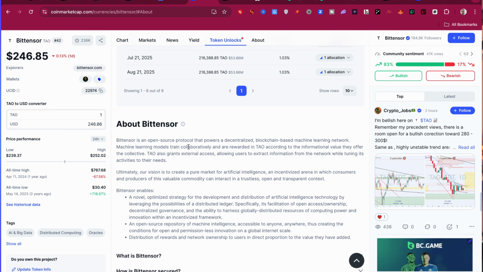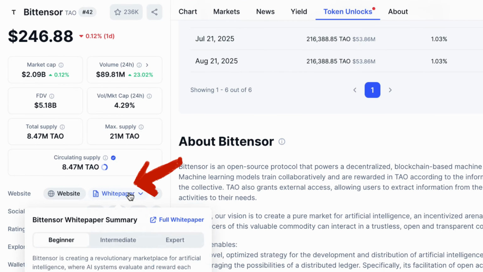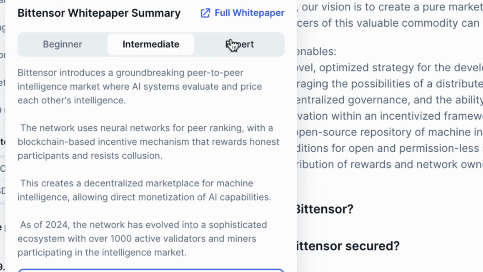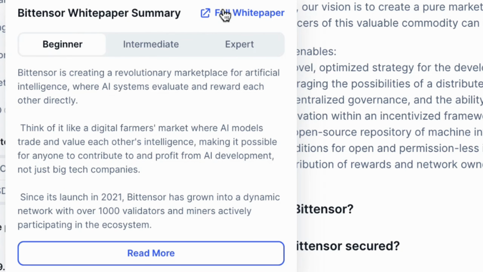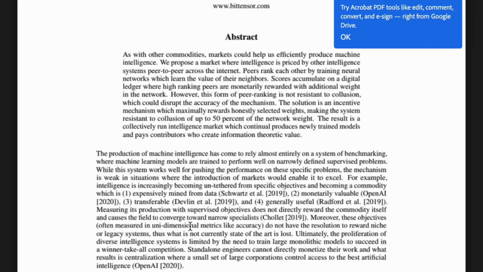From your further research, you get to find out if these guys are building something unique. So how do we find that out? Well, we are going to go to their socials right now, and then you can also check that with their white paper too. Under the white paper, they have the beginner, intermediate, and expert. I'm just going to play with the beginner. It will be a lot easier for us to read. So this is the beginner version of their white paper. The production of machine learning has come to rely almost entirely on systems and so on.